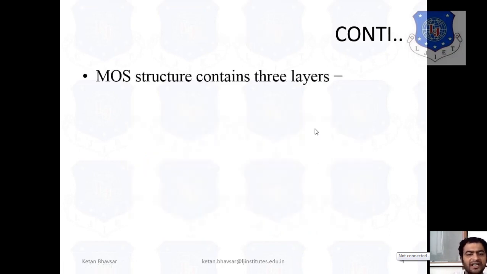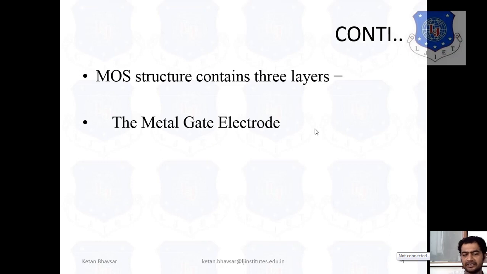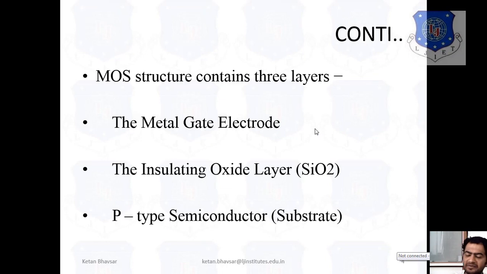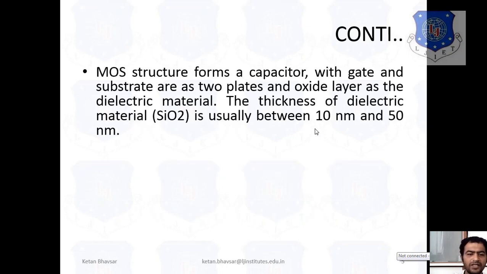Most MOSFETs basically have 3 layers: the metal gate electrode, the SiO2 layer and the p-type substrate. The MOS structure forms a capacitor. As you can see, it looks like a capacitor, because a capacitor also has 2 terminals, one on each side. It forms a capacitor with the gate and substrate as the 2 plates and the oxide layer as the dielectric material. The thickness of the SiO2 layer is usually from 10 nm to 50 nm.